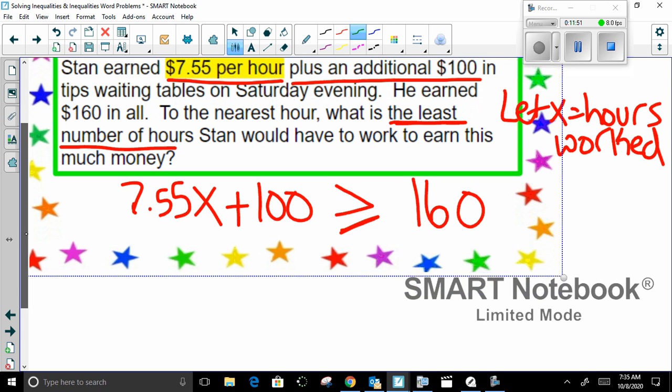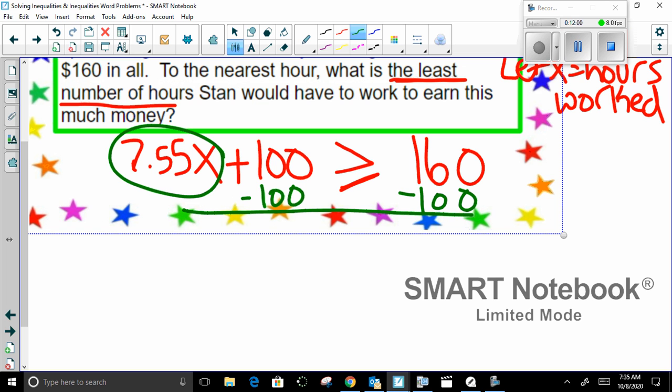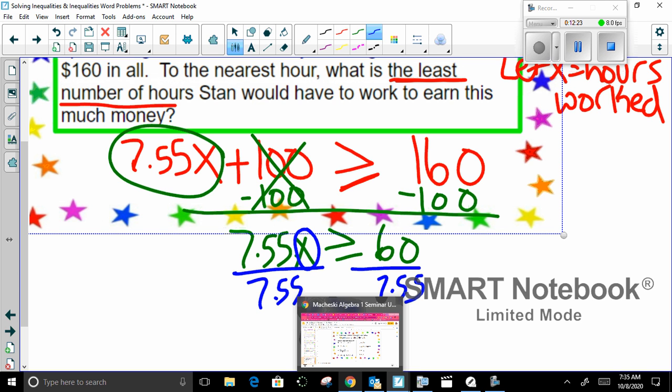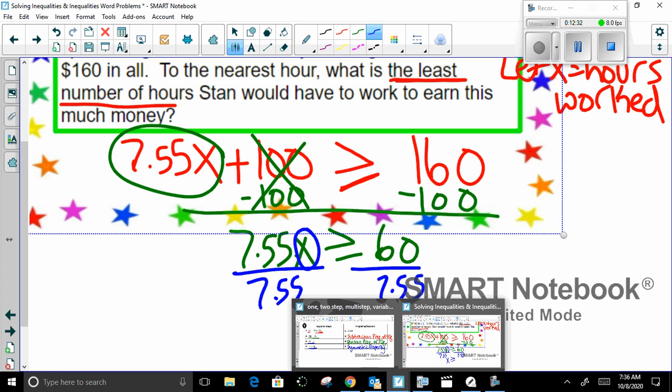Okay? All right, so let's go ahead and solve here. I can't touch that till I get rid of the 100, so subtract 100. So 7.55x greater than or equal to, what would that be? 60? Can't touch x until you get rid of the 7.55, so divide by 7.55. So x is greater than or equal to. If I go ahead and divide there, I think, what's going on here? Oops. I think I get, oh, come on.